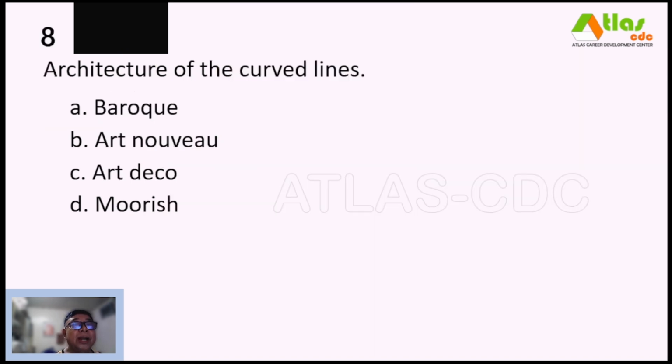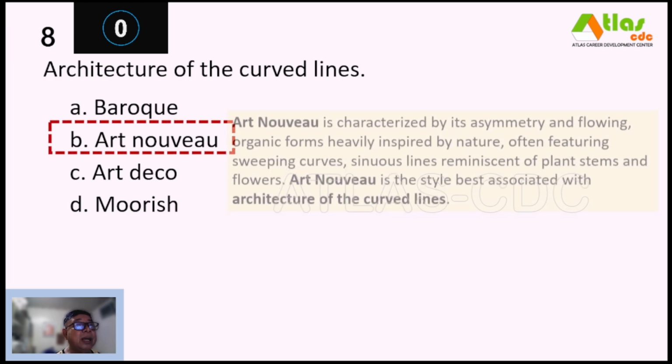Number 8. Architecture of the curved lines. A. Baroque, B. Art Nouveau, C. Art Deco, and D. Moorish. And our correct answer is letter B, Art Nouveau.